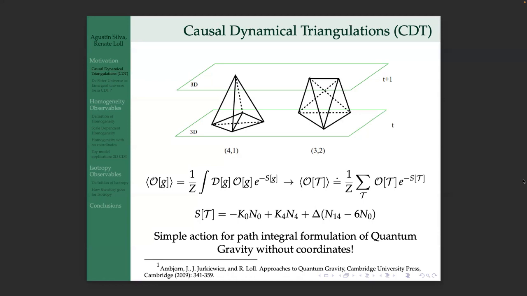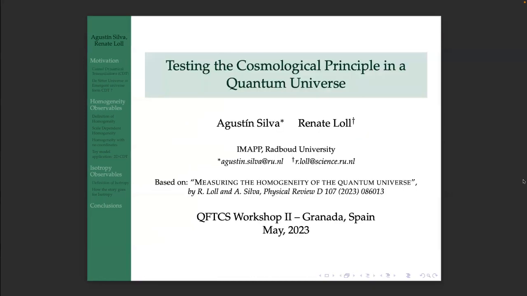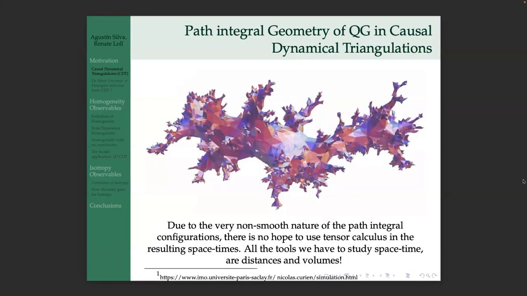The number of four-dimensional building blocks and the number of vertices that one uses in this discretization, and of course, some parameters that depend on the cosmological constant and the Newton coupling. Now, this simple action has a counterpart, which is that, as Renate said, we don't have tensor calculus. If we want to study spacetime, we only rely on two tools, measuring distances and measuring volumes, which is very challenging because one wants to study curvature and geometrical properties, but only using distances and volumes.